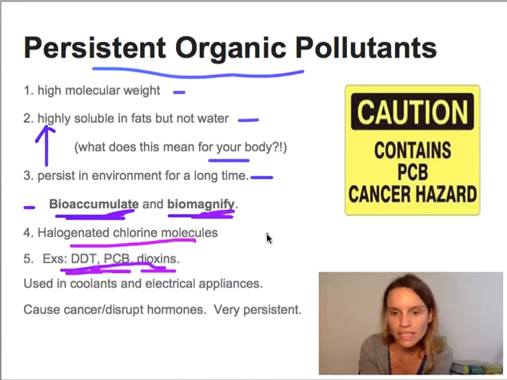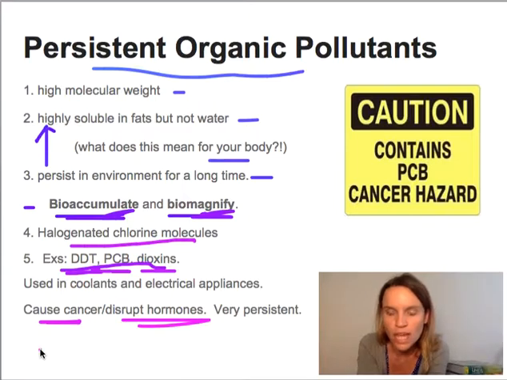So as environmentalists and as human beings, we are concerned about persistent organic pollutants because in the human body, we don't really know how they react. We know that they're likely to cause cancer and they can disrupt hormones. And it's hard to get these things out of our environment. So it's likely that we will be dealing with the impacts of persistent organic pollutants for a long time.